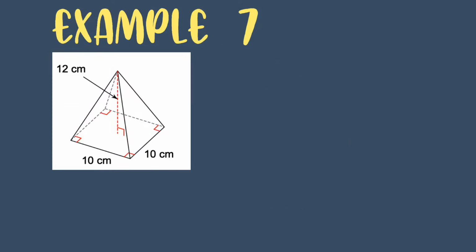All right, example 7 is just getting more practice in. So when I look at the base, I see the 4 right angles, so I automatically think rectangle or square. But to decide which one it is, I look at the side lengths. They're both 10, meaning that all 4 of them are 10. So I do have a square pyramid.